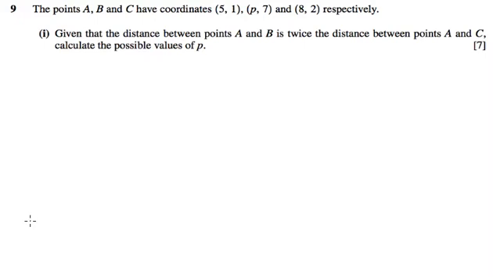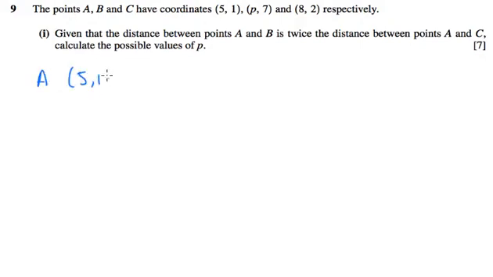Okay, part 1 on question 9. This is your coordinate geometry question. We've got 3 points, A, B and C, but we don't know the x-coordinate of B. It tells us that the distance between A and B is twice the distance between A and C. We can find the distance between A and C. So that's where we're going to start.